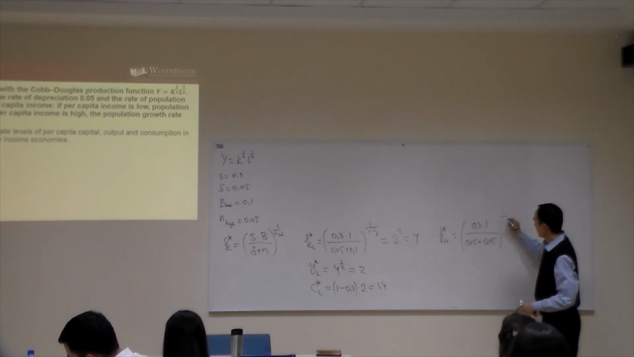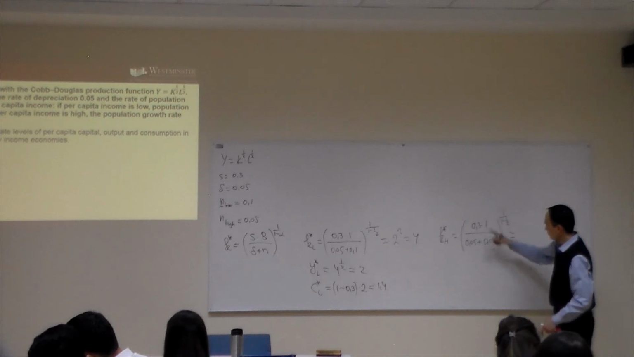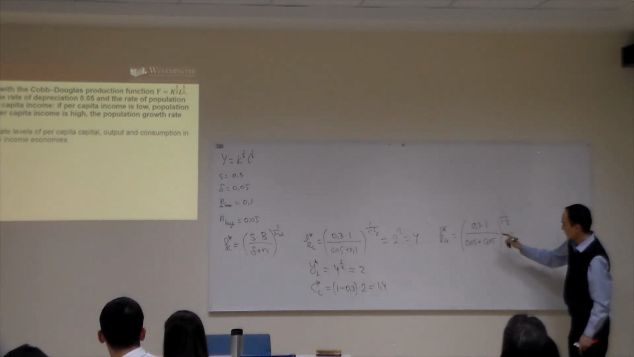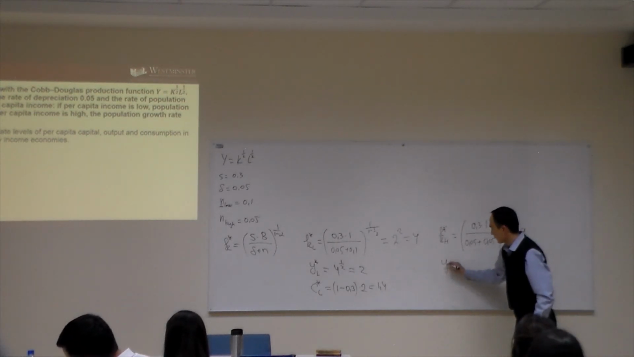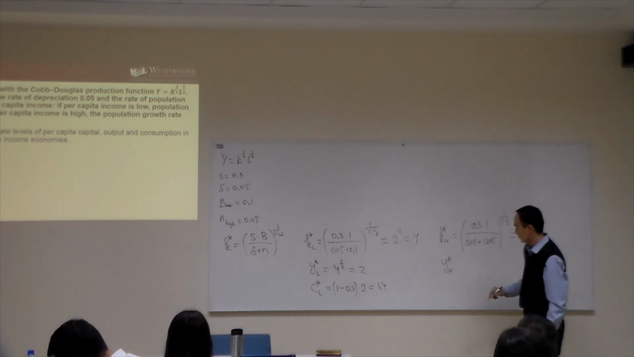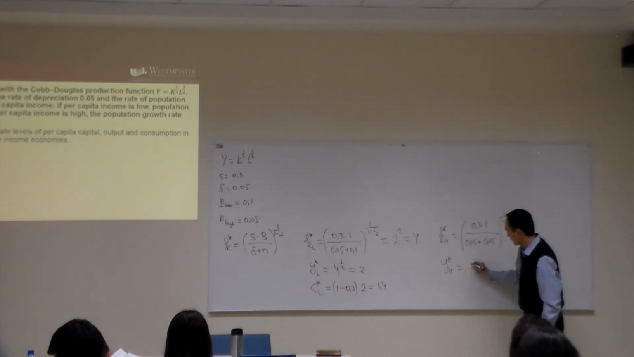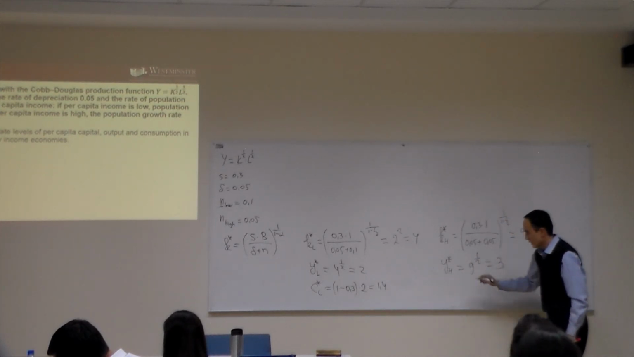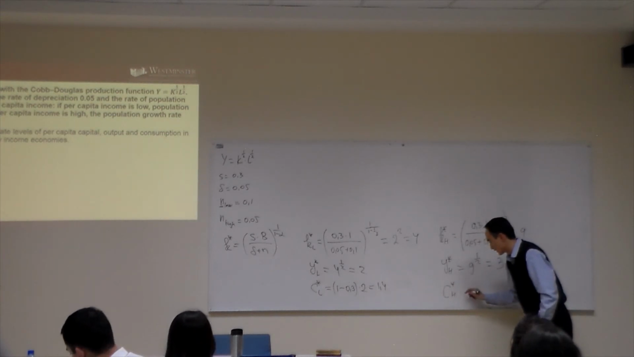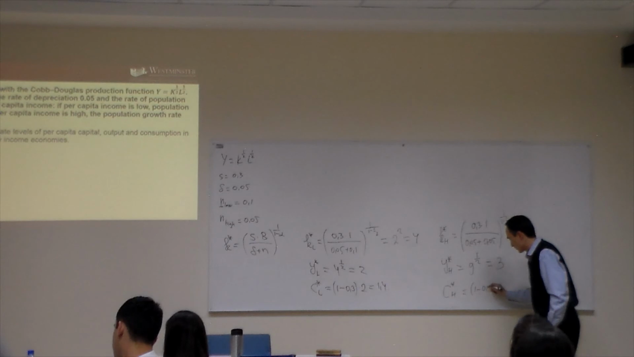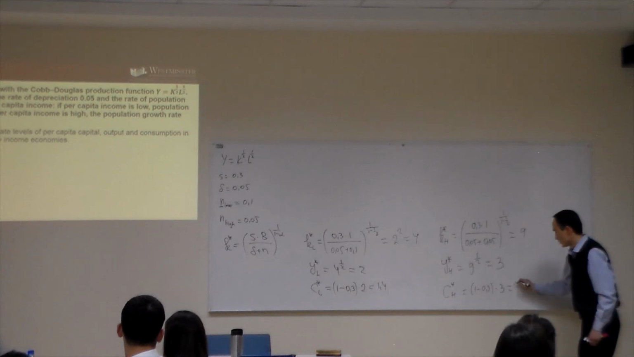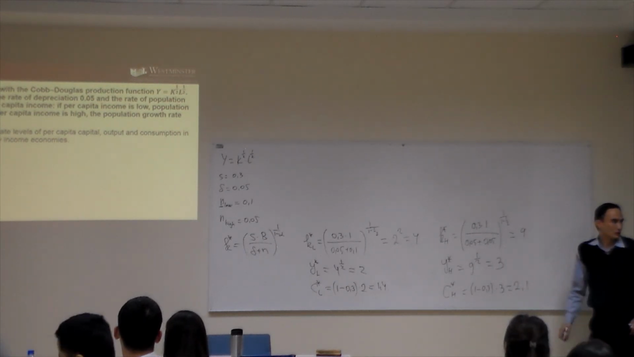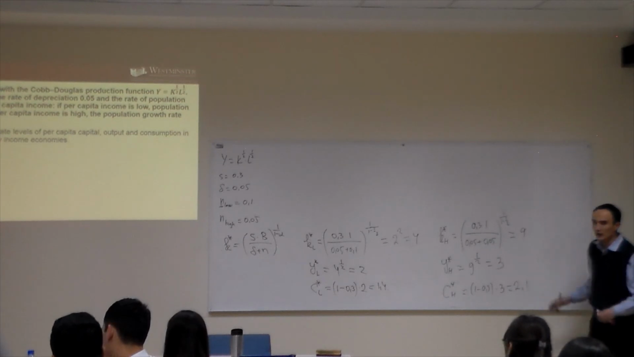So 1/(1/1 minus 1/2), which is equal to, if you find it, 9. Yes, it's equal to 9. If you find y, output per worker for the high income country is 9 to the power of 1/2, which is equal to 3. And consumption in steady state level for the high income country is equal to 1 minus the saving rate 0.3 times 3, which is equal to 2.1. Okay? 2.1. Good. We are done with it.